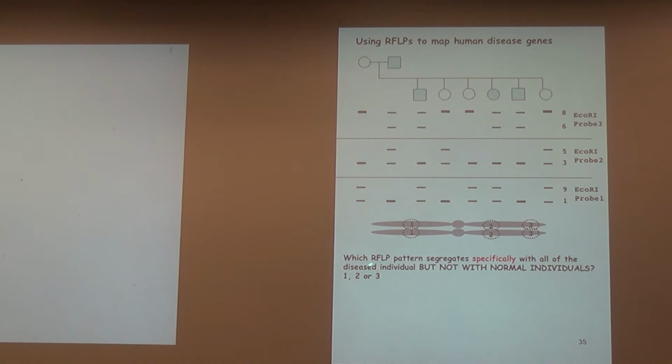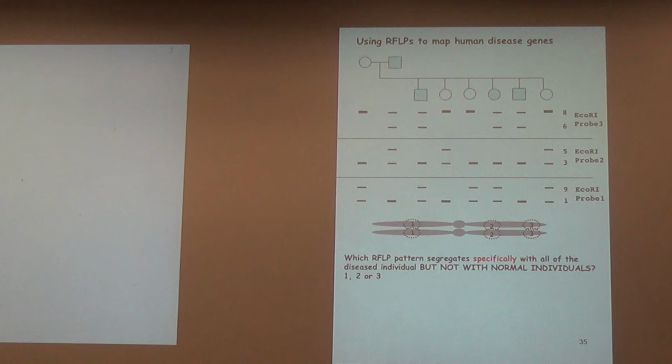So which RFLP pattern segregates specifically with all of the diseased individuals but not with the normal individuals? That's the key question you're asking when you're trying to correlate an RFLP pattern with a mutant phenotype. When you find it, you'll be able to tell. Now, sometimes you may not find it.